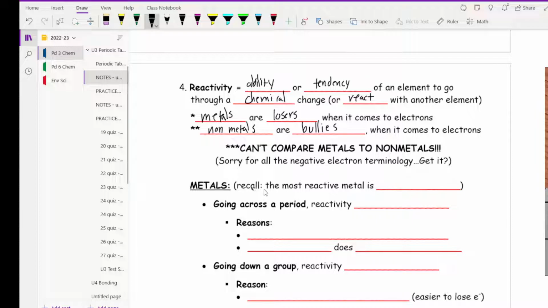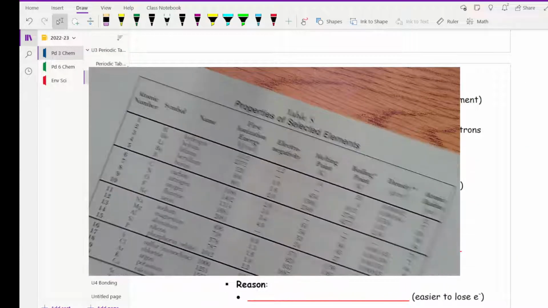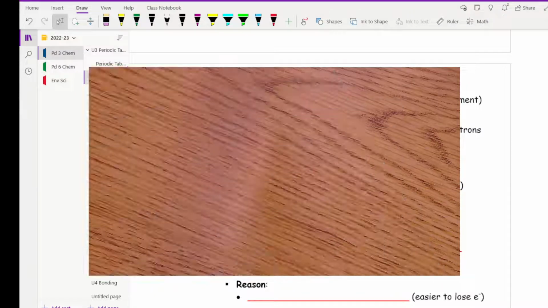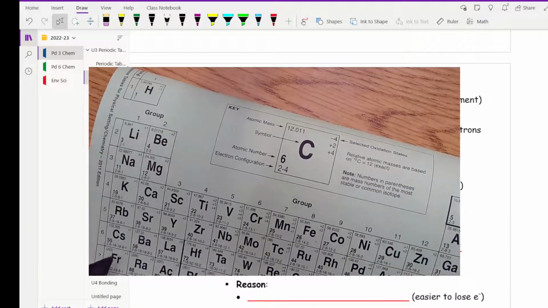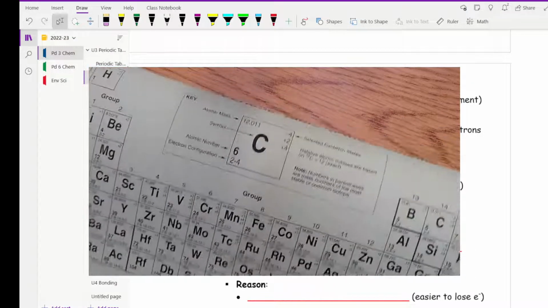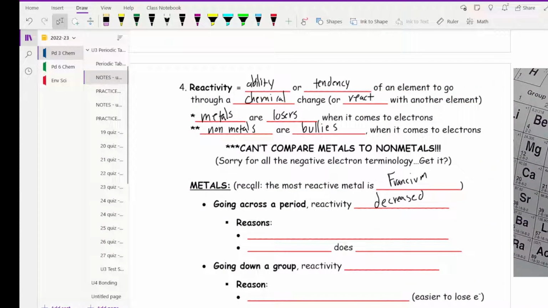Okay, so how about metals? Recall that the most reactive element is francium. It's so reactive we can't even isolate and look at it. Going across a period, reactivity decreases. So every step of the way across the period, things get less and less reactive. And you remember that because, let me just pull open my periodic table, we did the group 1 video where we showed all of these alkali metals, and how they reacted to water, of all things, which is not a very reactive substance.